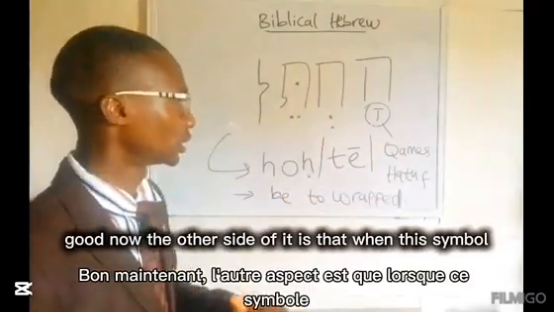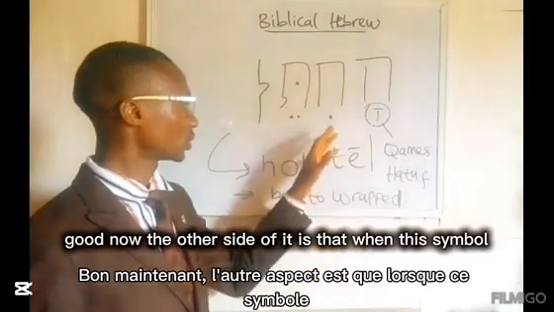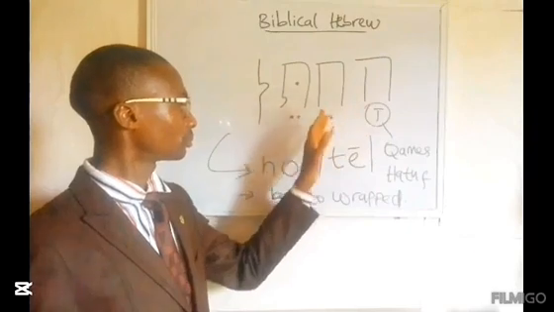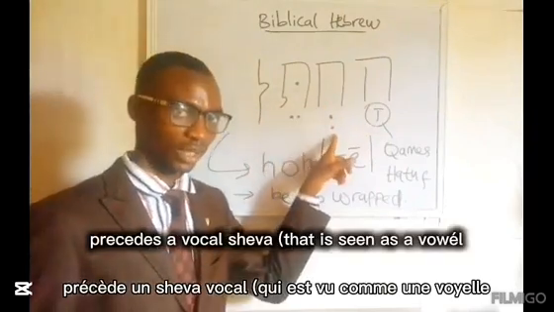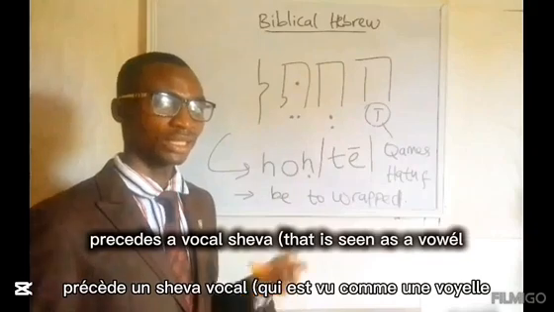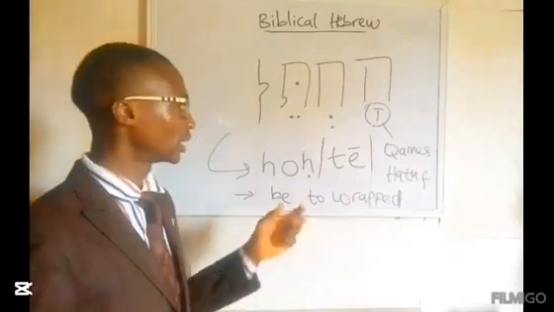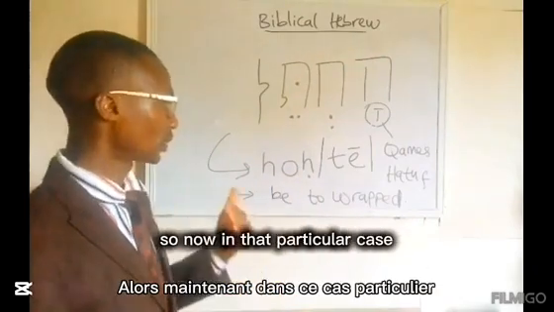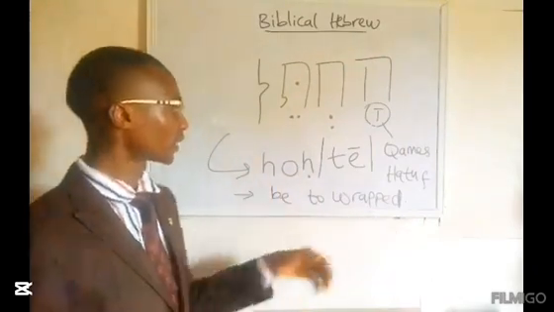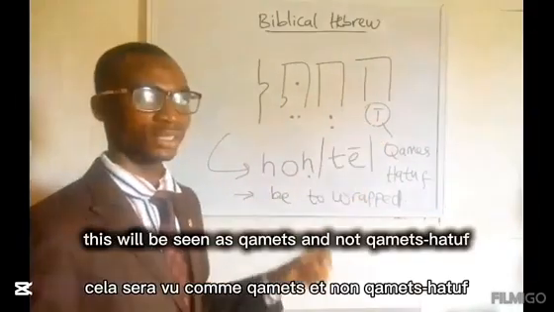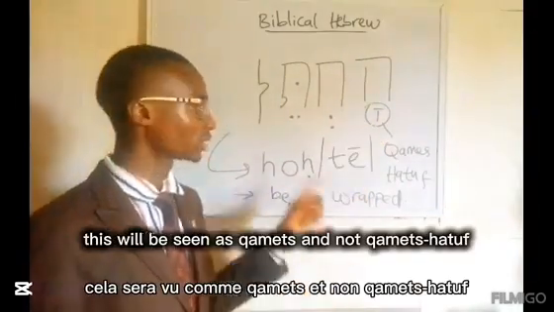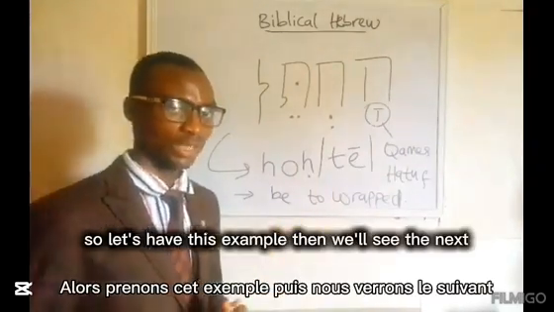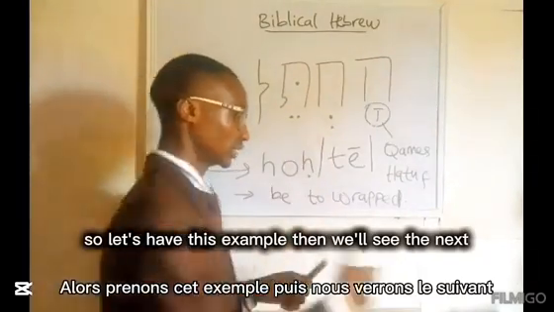Good. Now the other side of it is that when this symbol precedes a vocal sheva, in other words, the sheva that is seen as a vowel, so not just a syllable divider, in that particular case, this will be seen as Qamet and not Qamet-hatuf. So let's have this example, then we'll see the next.